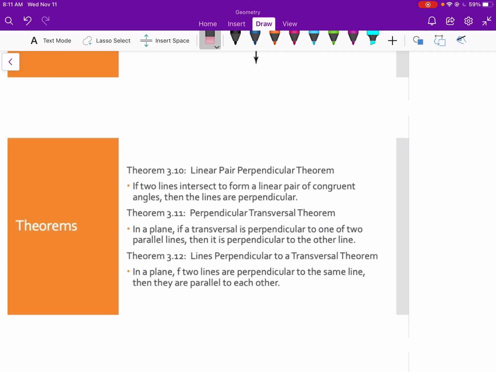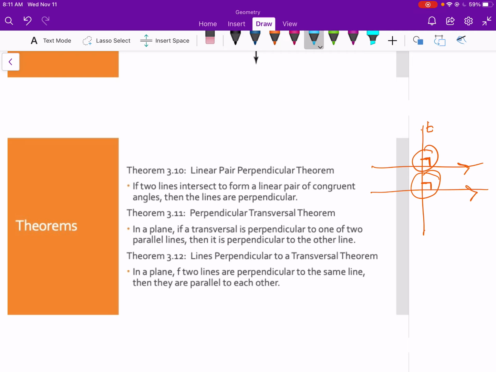The perpendicular transversal theorem says that if in a plane, a transversal is perpendicular to one of two parallel lines, then it's perpendicular to the other line. So what this is saying is if you have two lines, and you know those lines are parallel, and you have a transversal, and you know that transversal is perpendicular to the first line, then it also has to be perpendicular to the other one. So if you know this, then you can conclude this.